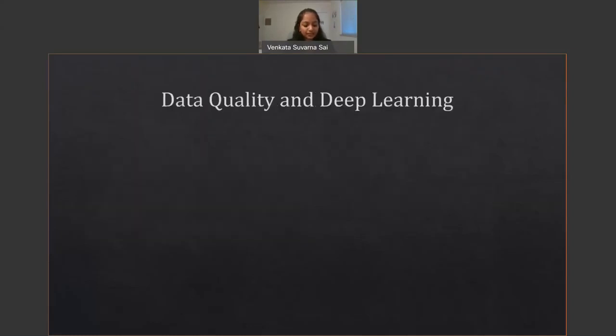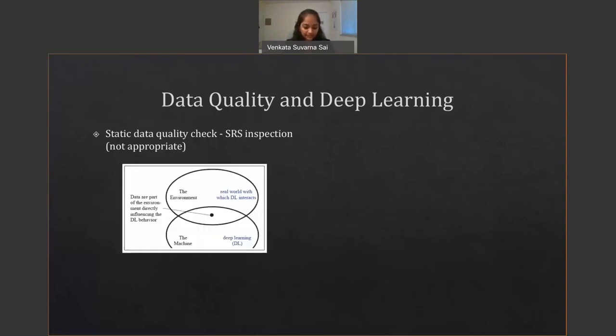And when we look at the data quality in deep learning, checking data quality in the same static manner as inspecting SRS is no longer appropriate. If we look at Jackson's work again, deep learning models can be contextualized as the machine. We know that all the internal parameters, hidden layers, models, etc. belong to the private part of the machine.